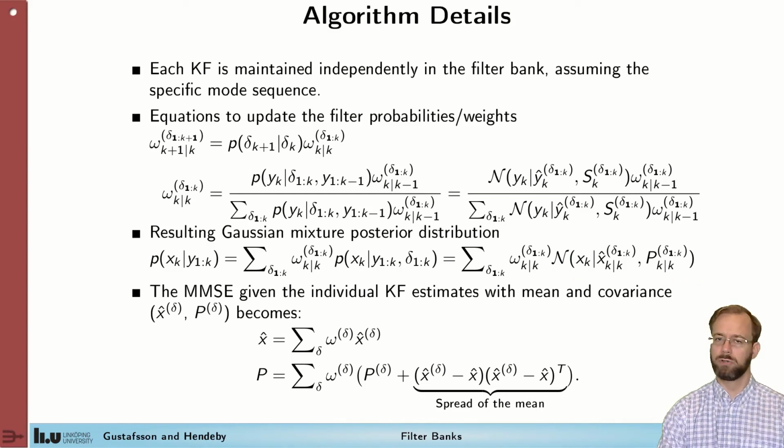If we want to have a point estimate, for example, the minimum mean square error, that is what is given by the normal Kalman filter. In this case, we have to compute that again as a weighted sum of these means that we have available. And the covariance is a weighted sum of the covariances plus a spread of the mean terms. That is spread of the uncertainty due to the estimates in the different filters being different.